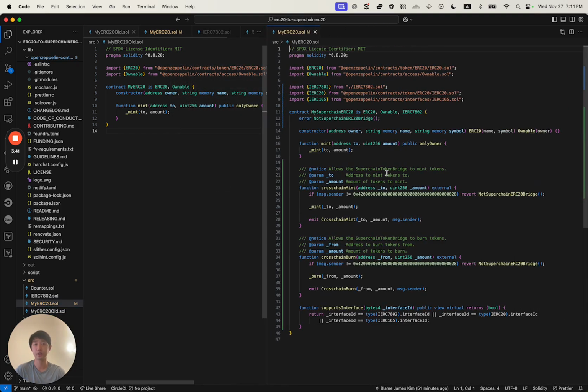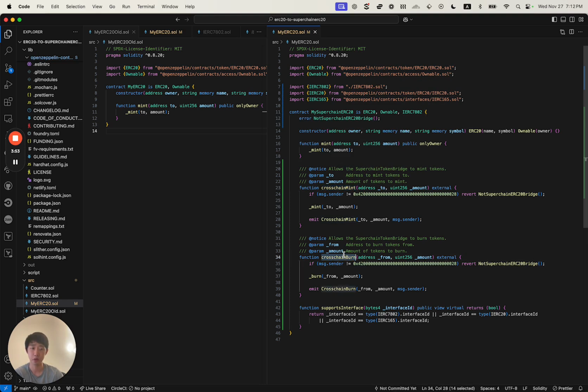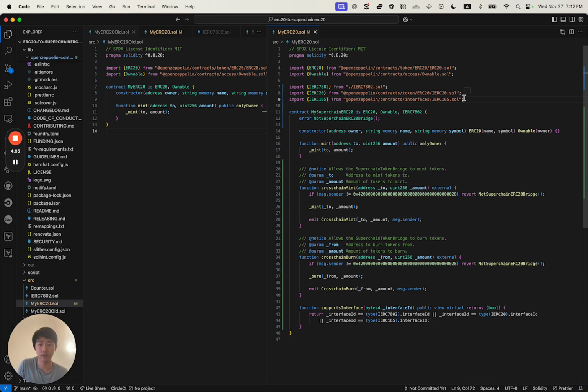Okay, so this is the new contract, my Superchain ERC20. And essentially at a high level, you see that now it implements the ERC7802 interface, adds the necessary functions, cross-chain mint, cross-chain burn, supportsInterface, that's the ERC165, and emits a few new events. But overall, not that much code diff here. So let's take a look at what is going on here. To recap supportsInterface, this is just telling the world that, hey, my contract supports ERC7802, ERC20, and ERC165.